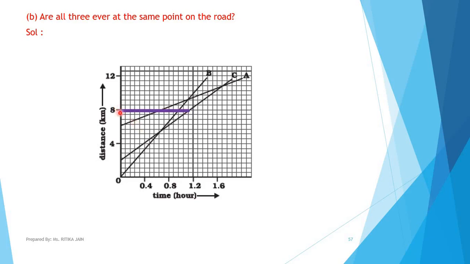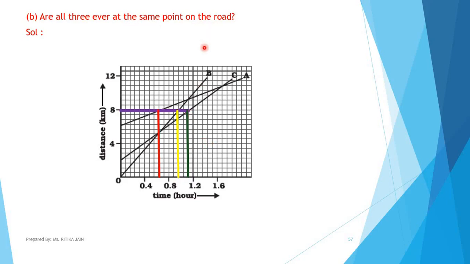So from 8 kilometer distance I will draw a parallel line to the time axis, and this parallel line will intersect the 3 given slopes at some different points. So I will draw a perpendicular from the intersection point to the time axis like this. So this perpendicular gives me the value of time for object A. This gives me the value for object B, and this gives me the value of time for object C.